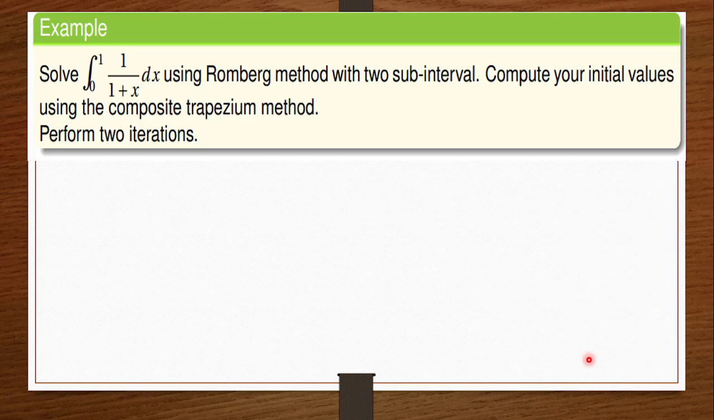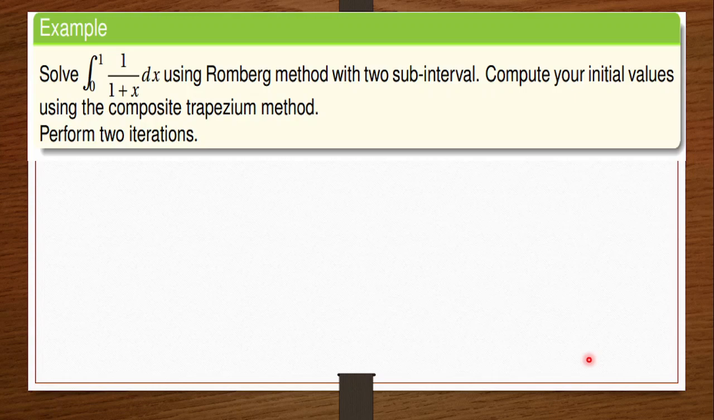As you are used to it already, we always try to solve problems to understand the method, okay? So here we are going to solve the integral of 1 on 1 plus x dx using the Romberg method with two sub-intervals. Compute your initial values using the composite trapezium method. Perform two iterations, okay?